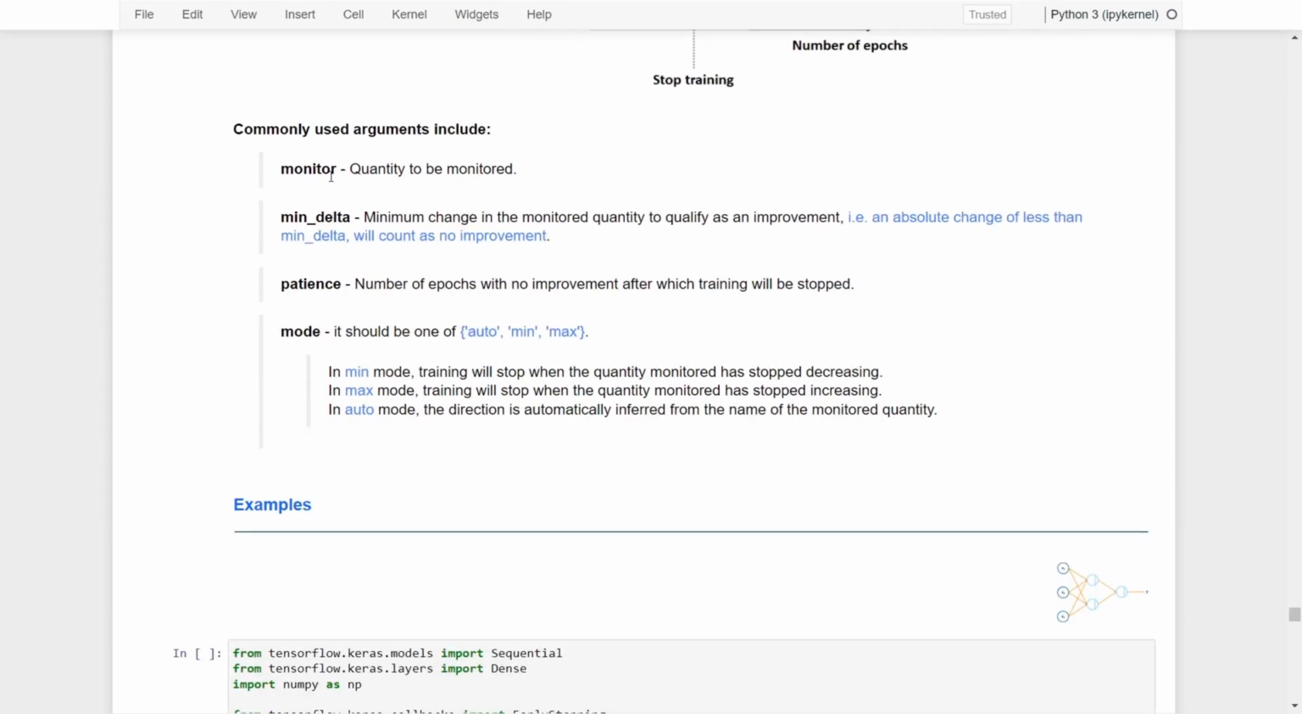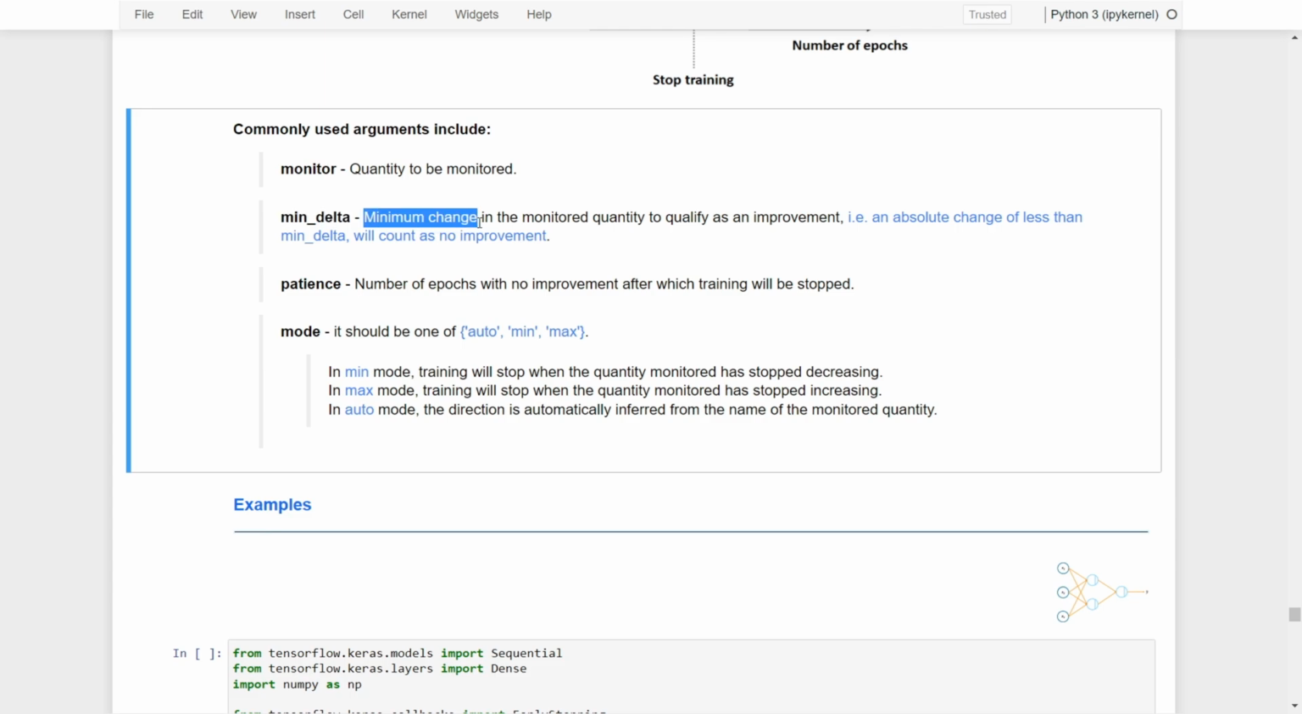Commonly used arguments include the monitor, what kind of quantity you are going to monitor, and also the min delta, that is the minimum change in the monitored quantity to count as an improvement. So say, for example, an absolute change of less than the min delta. The model will keep the current status and check it against the previous status to calculate the delta, that is the change, whether it's less than the absolute change that we defined, or still more than that. If it is less than the absolute change that we defined, then we will consider that it has no improvement at all.